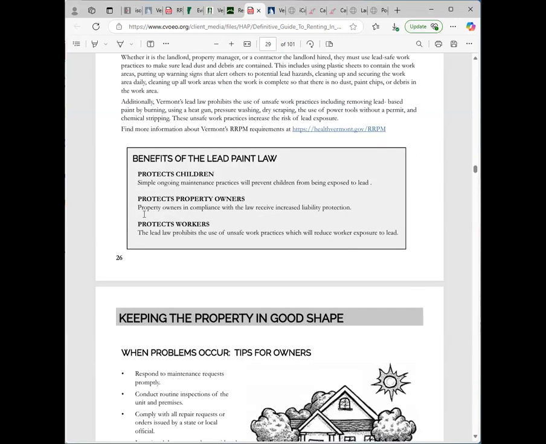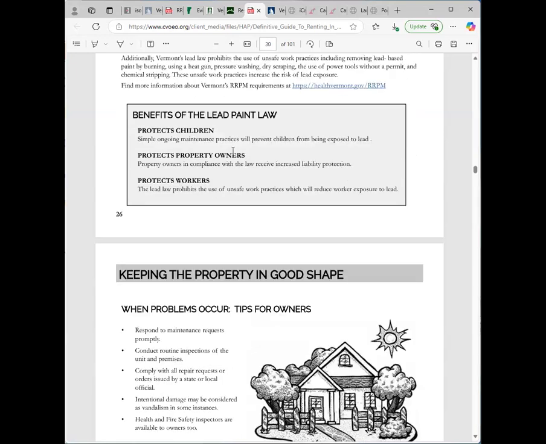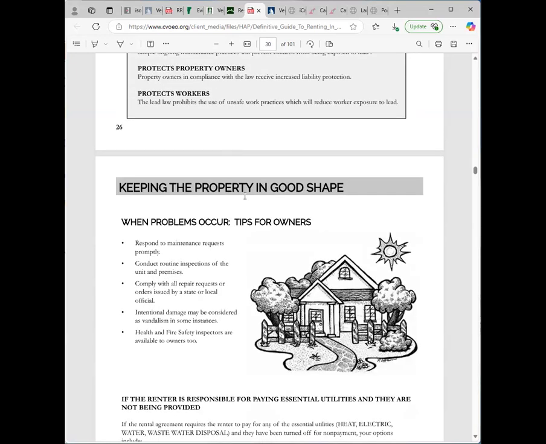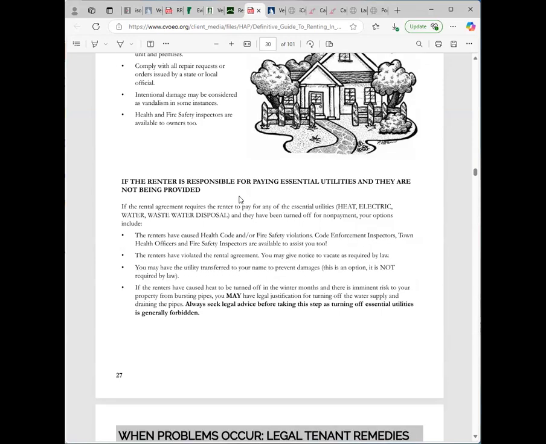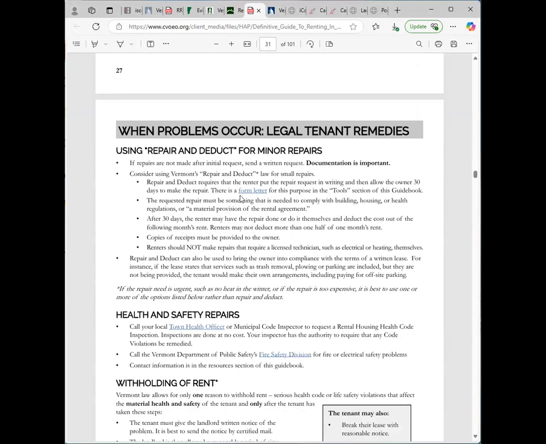And I talk about this in these location specific podcasts. I talk about lead paint a lot. Keeping the property in good shape. This is both for owners and for renters. And then we get into the inevitable disputes. When problems occur, legal tenant remedies.